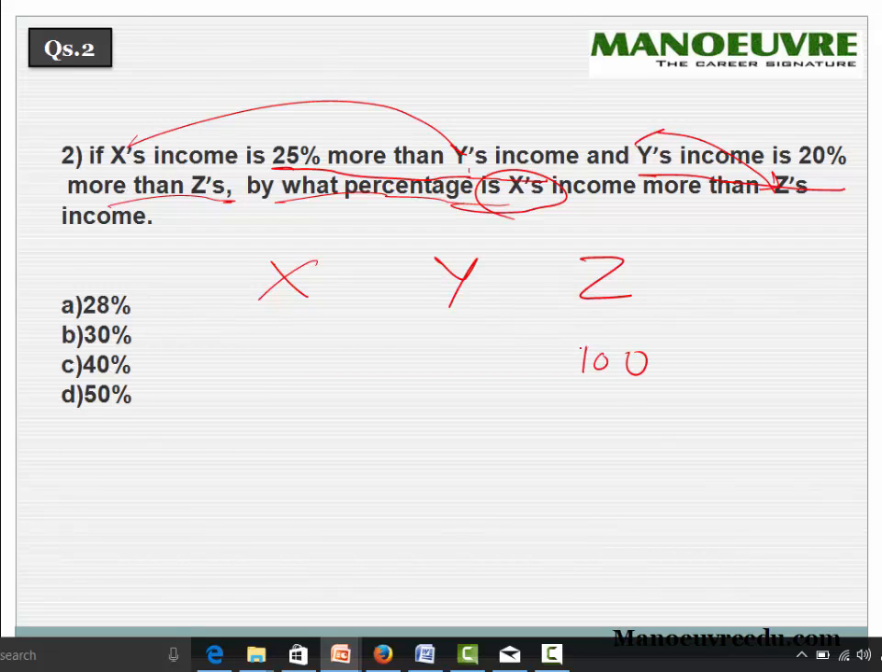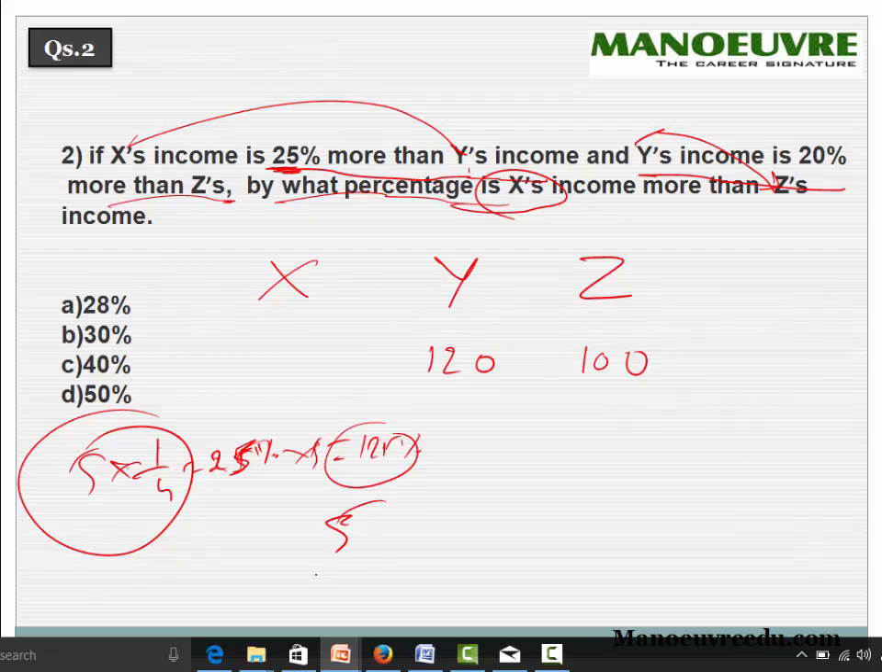So Y's income is 20% more than Z, which means Y is 120, and now X is 25% more than Y. So I can say 25%, 1/4 I know is my 25%. As I told you in my first video, just learn the fractions by heart. So here I am using fractions. It is 25% more, so if I multiply by 5, I get 125% here. So 5 by 4 into 120. This is 4 3s are 12. So 5 3s is 15. So this is nothing but 150.